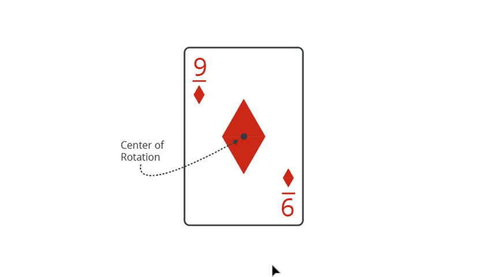Let's look at the 9 of diamonds first. We want to know what is the rotational symmetry of this 9 of diamonds. Okay, so I'm going to rotate it around this center of rotation right here. The easiest way to figure this out is to see how many times I can rotate it until it gets back to a 360 degree full complete rotation.